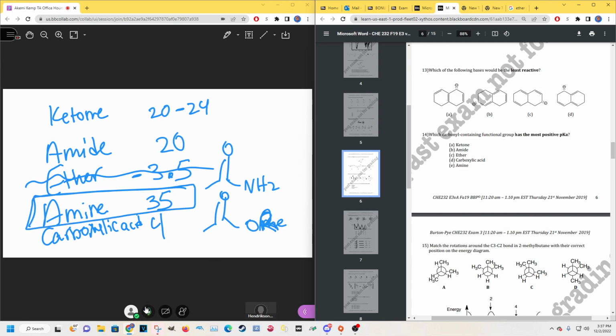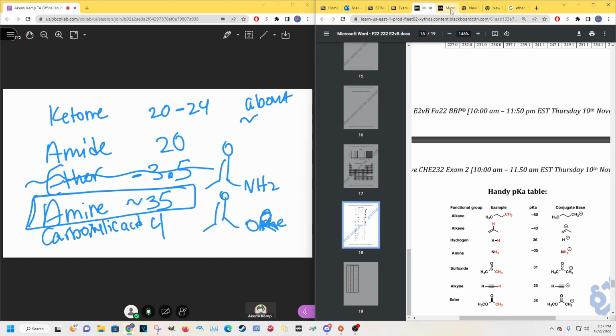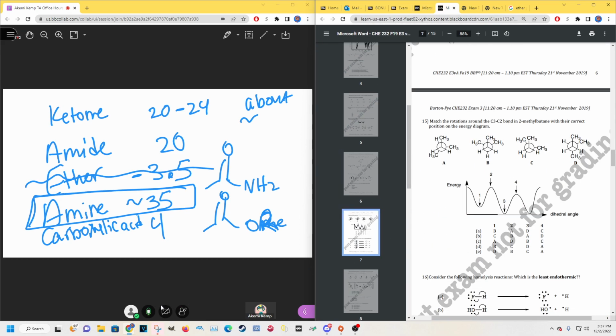Wait, but you said negative 20, 35? Oh no, that's not a negative. That little squiggle means about. When it's a straight dash, like for sulfuric acid, that's a negative 3. But when you see that little squiggle, it means about. So it's about 35 for an amide. So the answer for 14 is E. I almost said D.